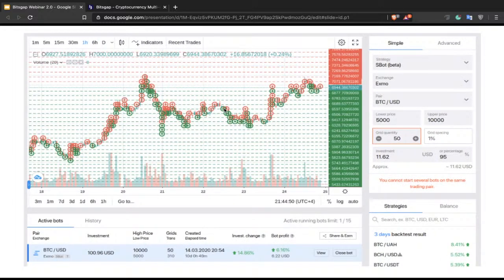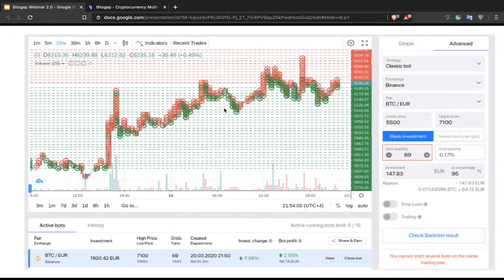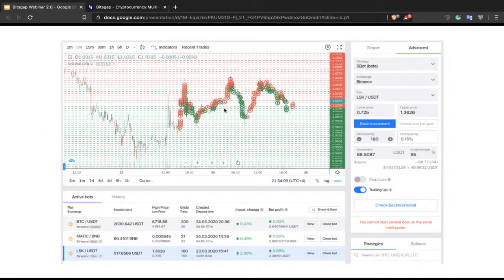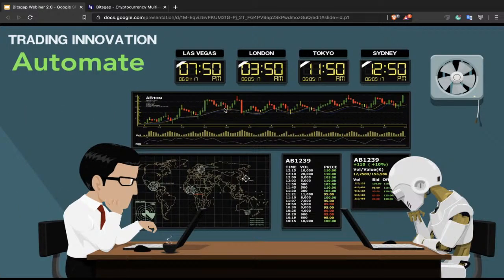Here are some examples of the SBot with the trading up function on, added value 6%, total investment change 14%. Just some examples. As I said, the idea that we follow at Bitsgap is to automate and to allow you to maximize your returns. So we are constantly developing and looking for optimal strategies, optimal technical solutions and settings for the bot to let you grab as many market swings as possible and to profit on it.